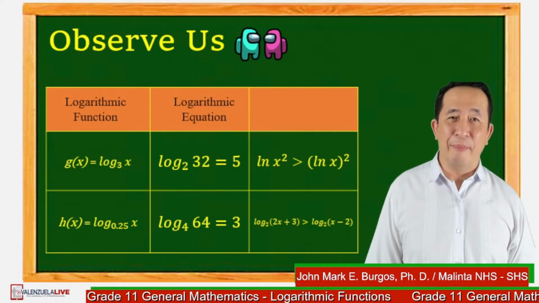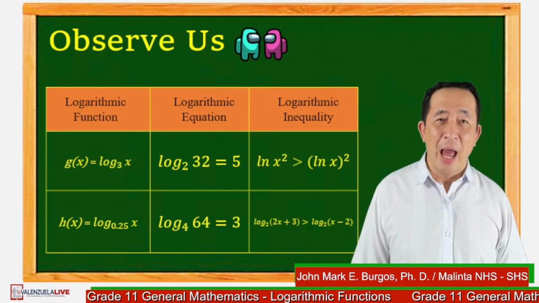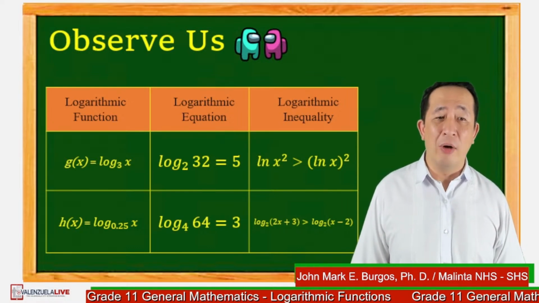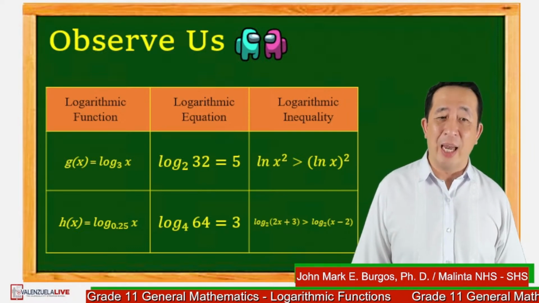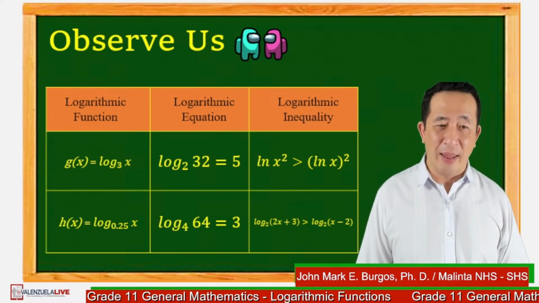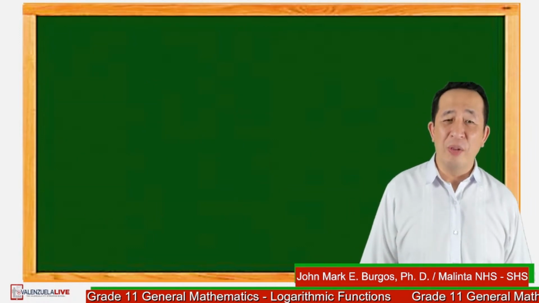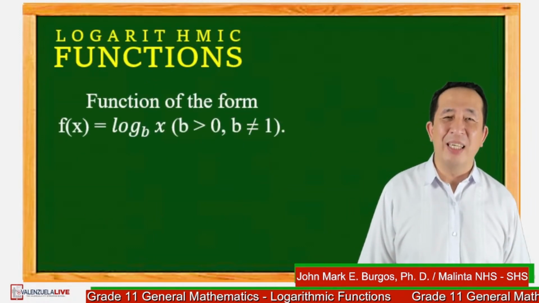To give you an example of logarithmic inequality, the first one is the logarithm of x raised to the power 2 is greater than the square of the logarithm of x. The second one is logarithm of 2x plus 3 with base 2 is greater than the logarithm of x minus 2 with base 2.